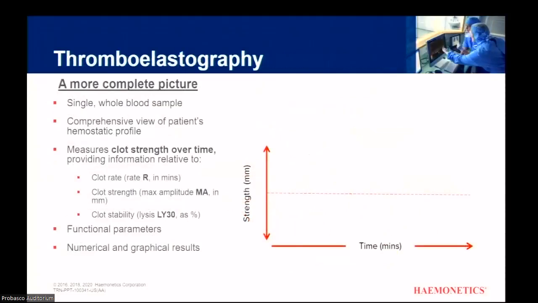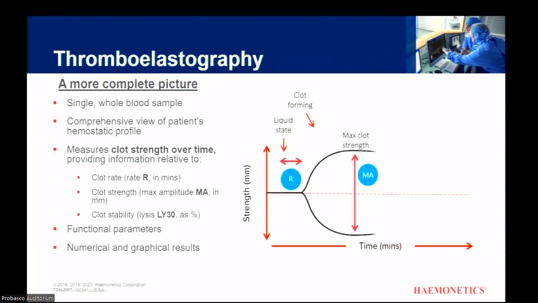So enter thromboelastography, or TEG, that's what it stands for. This is a whole blood analysis. We grow the clot and measure its properties, and it gives you more functional parameters: a graph as well as numbers that you can evaluate for treatment. The main parts of the graph are your R, standing for clot rate, measured in minutes, MA, standing for maximum amplitude, measured in millimeters, and then LY30, which stands for lysis at 30 minutes beyond that maximum strength, represented as a percentage.